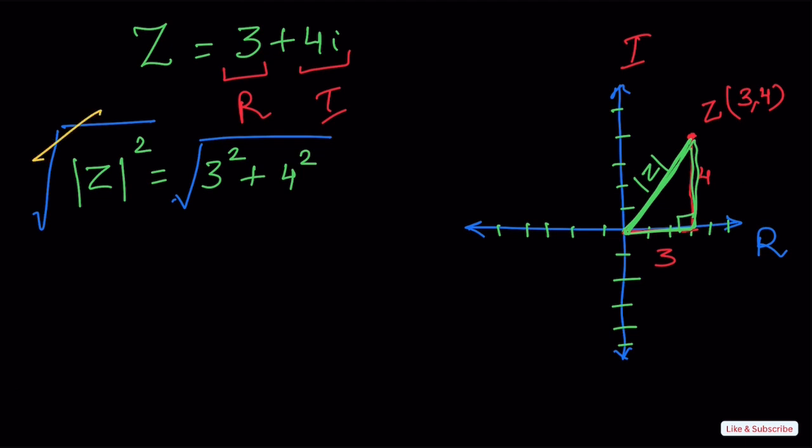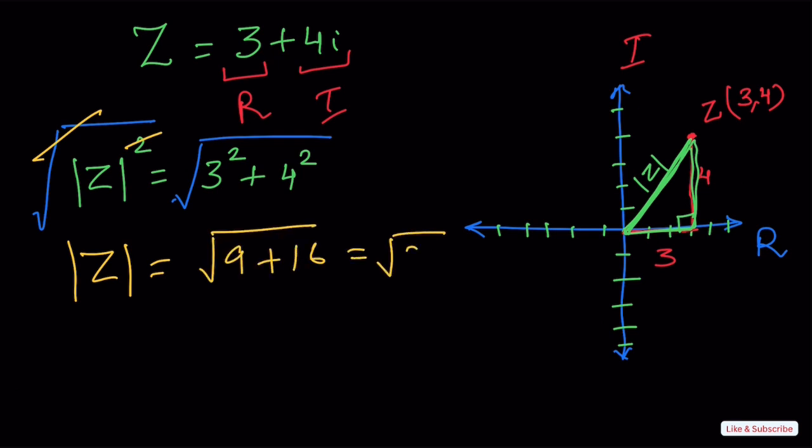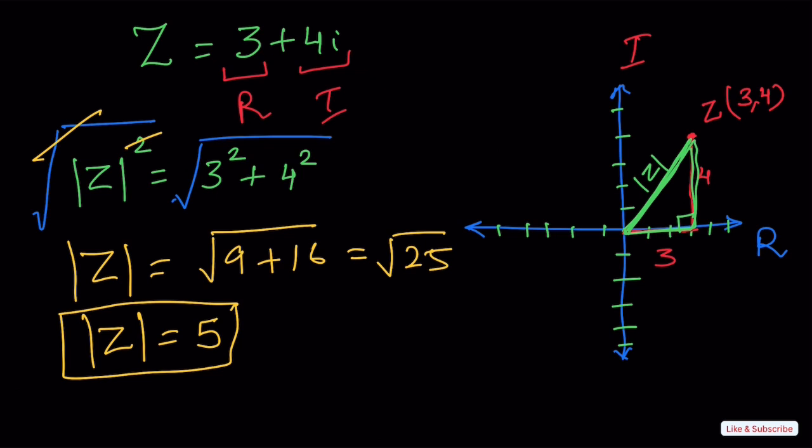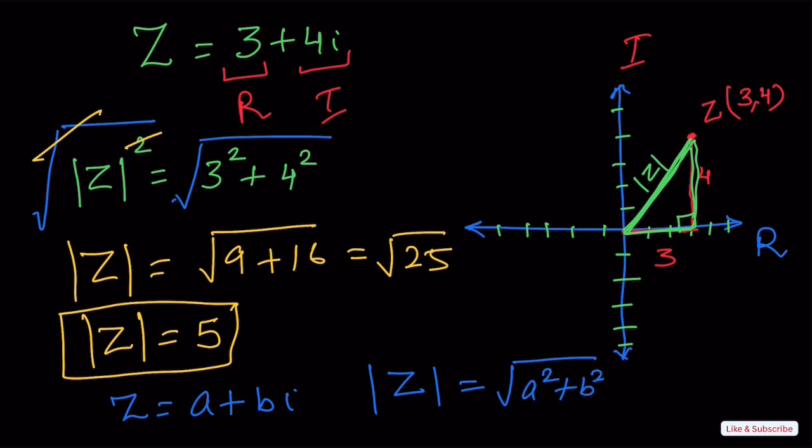So the square cancels the root. I got |z|, or z absolute value, is equal to root of 9 plus 16, which equals root of 25. So I got the absolute value of this complex number equals 5. So the concept is, whenever you have a complex number z which equals a plus bi, you want to find its absolute value. That equals root of a square plus b square, and that is going to be your answer.